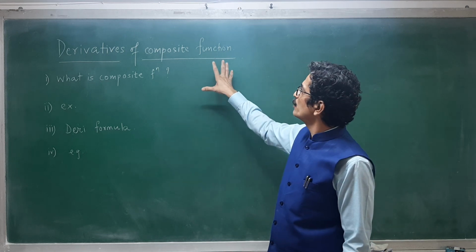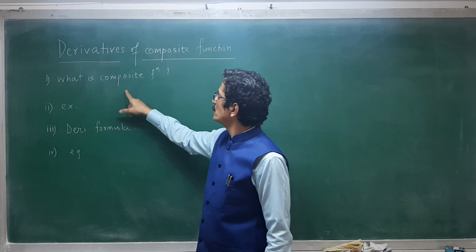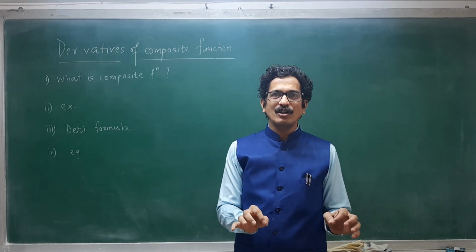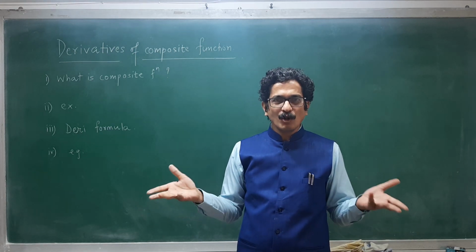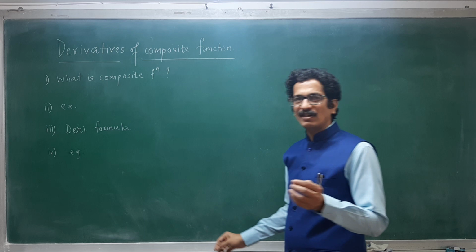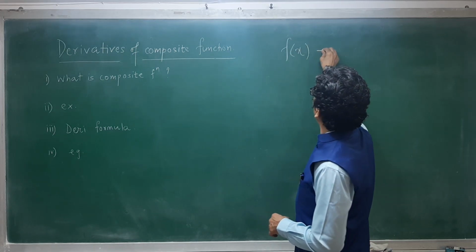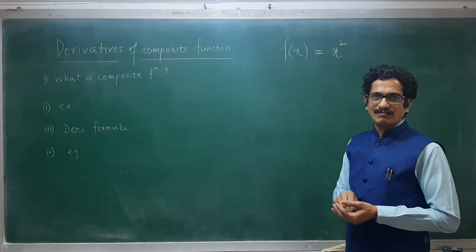Now, the word composite function means what? Therefore, the first question here is, what is a composite function? A simple definition is: a function of a function is called a composite function. Now, what do you mean by that? Let me explain using a simple example.